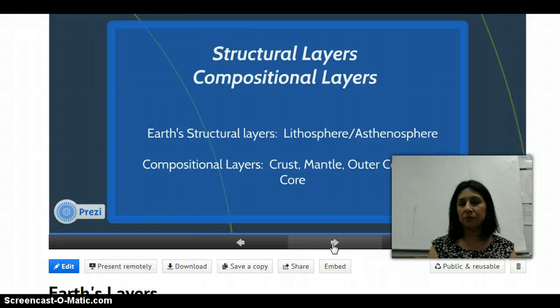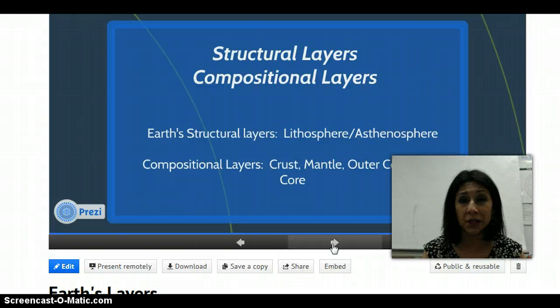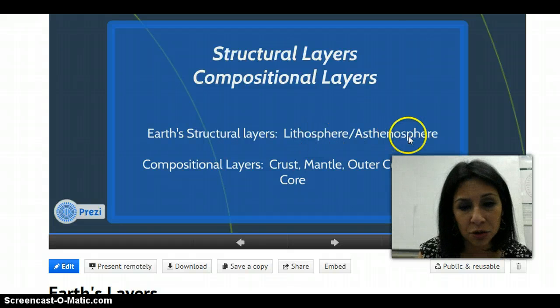Scientists know the layers of the earth in two different ways. One of our objectives this past week was, why is it that we call a layer of the earth two different things? Is it the lithosphere or is it called the crust? Whenever we're talking about the earth's structural layers, we've only learned two. I believe there's five, but in this class we only learned two: the lithosphere and asthenosphere.